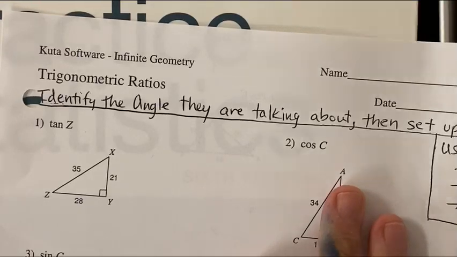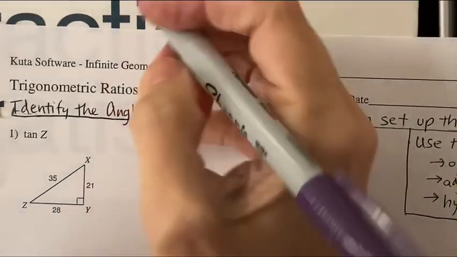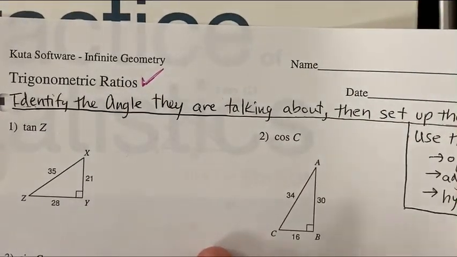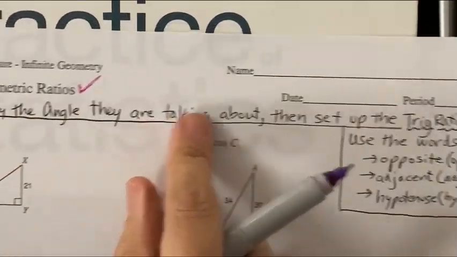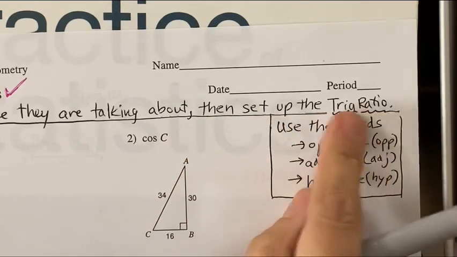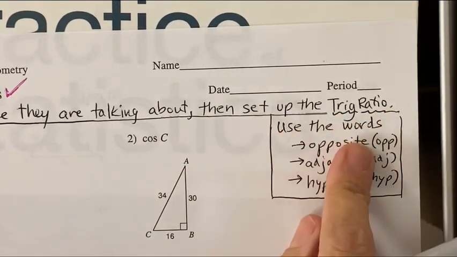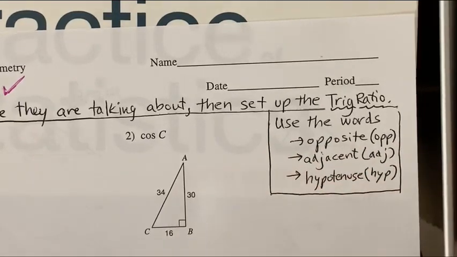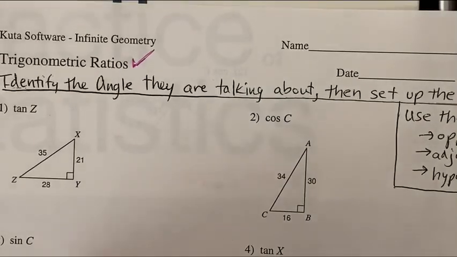Guys, welcome. We're going to do this homework. It's our first one on trig ratios. So let's dive in. It says, identify the angle they are talking about, then set up the trig ratio. Use these words: opposite, adjacent, and hypotenuse. Okay, so let's take a look at this.